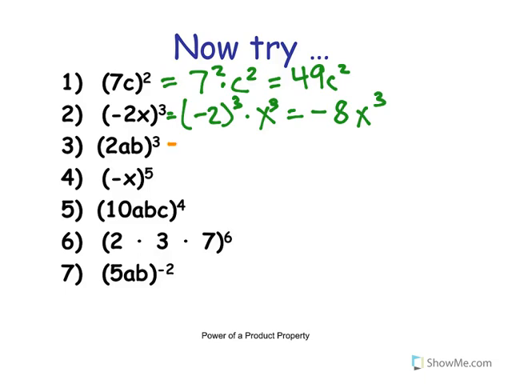Here we've got 2ab being cubed, which is going to be 2 cubed times a cubed times b cubed. And 2 cubed is 2 times 2 times 2, which is 8, a cubed, b cubed.